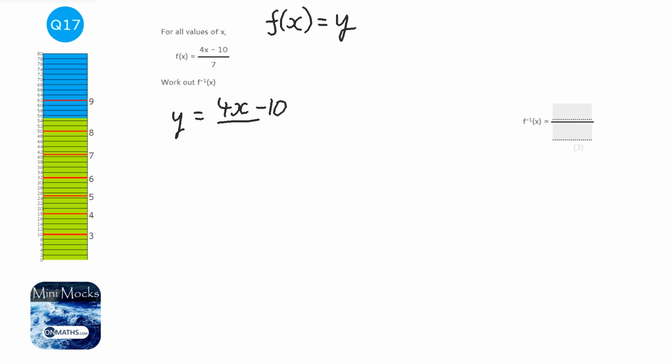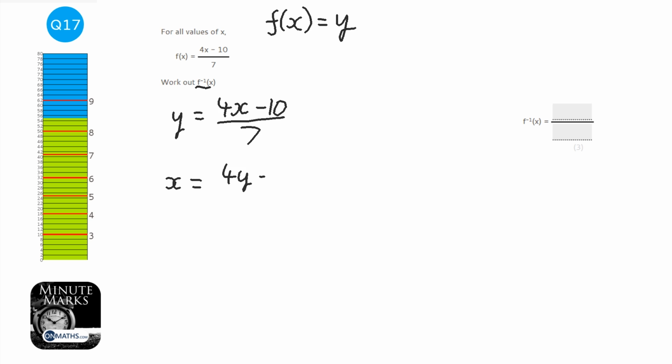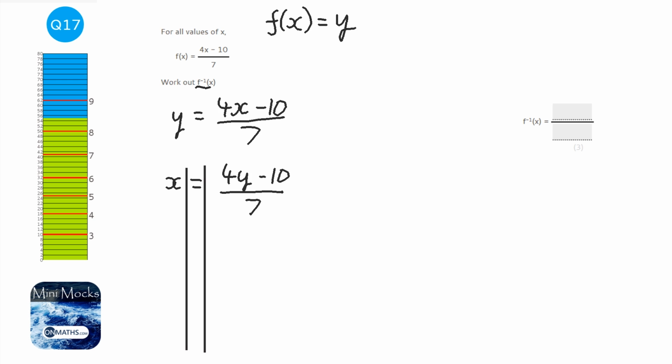There are a few different methods to answer this question, but I prefer the method where we just replace f of x with y because it becomes a lot easier. So I'm just going to write out the same equation. Now, when you want to find the inverse, which this is, of the function, all you do is swap the y and the x around. So we're going to have x equals 4y minus 10 over 7. And then all we need to do is get it, so we've got y equals.